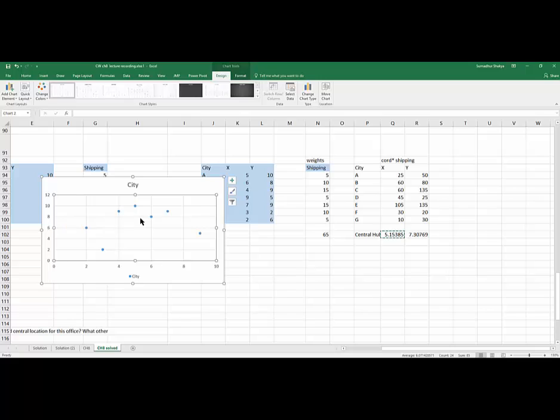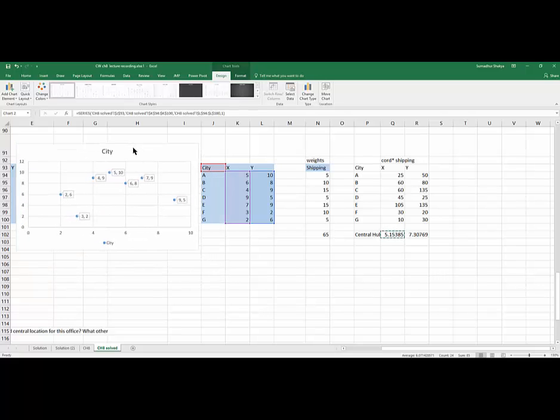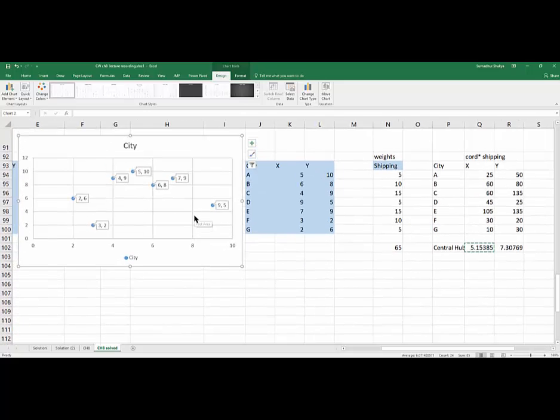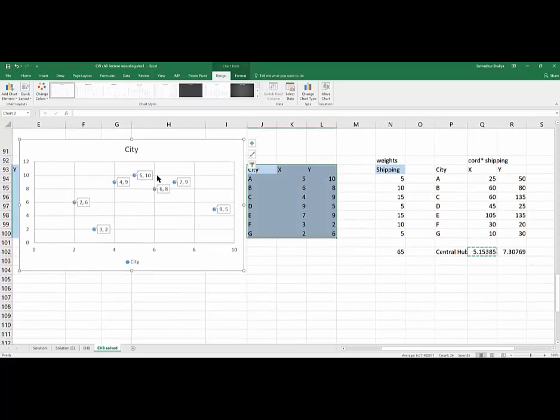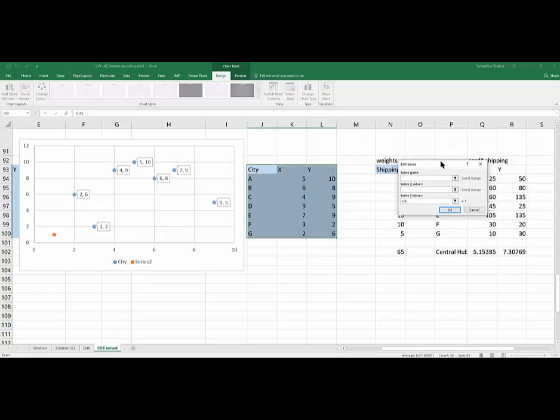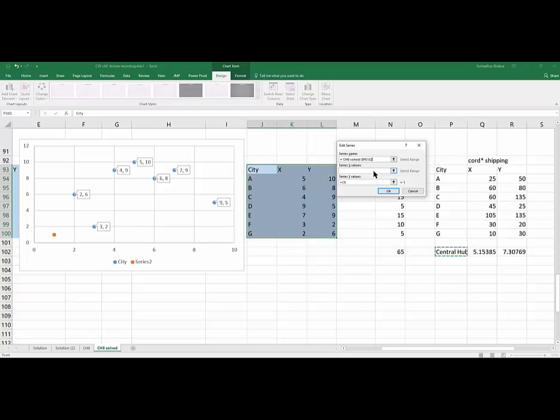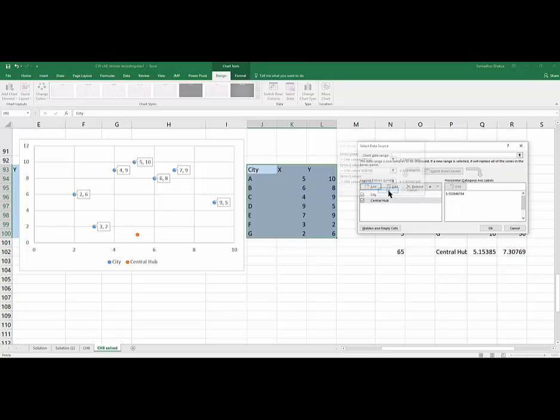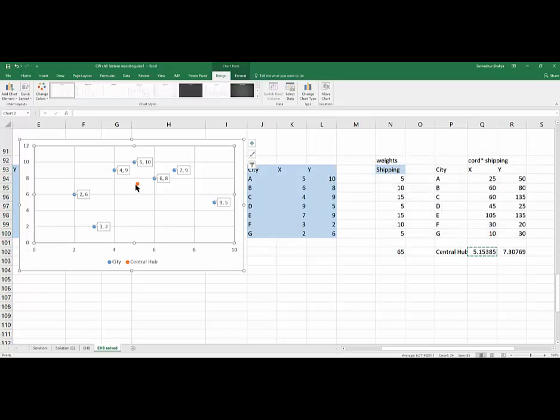Okay. Hit OK. And I'm going to say show me the callouts. So now we have all the points visible to us, such that 510, the first point, is located here. Now at this point I can say select data, hit add, series name central hub, x value is 5.15 and y is 7.3, hit OK. Now this shows immediately where our central hub should be located.